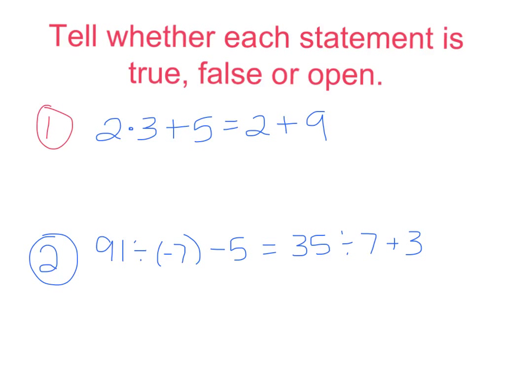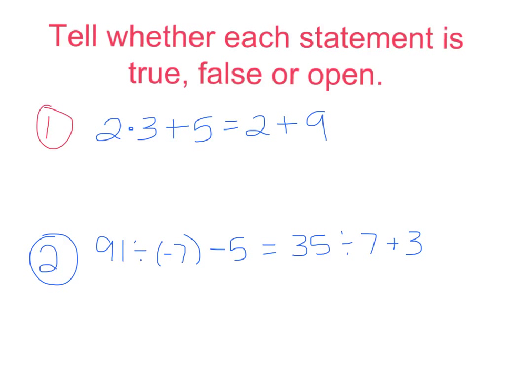Okay, so let's look at a couple examples here. When we tell whether something is true, false, or open, we first want to look for any variables. If there are no variables, then we know that it is not open, so we can eliminate the open one. To figure out whether it's true or false, we just have to simplify both sides of the equal sign using our order of operations.